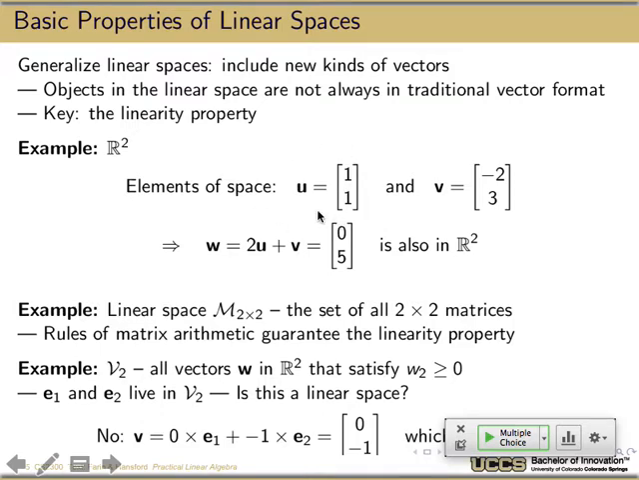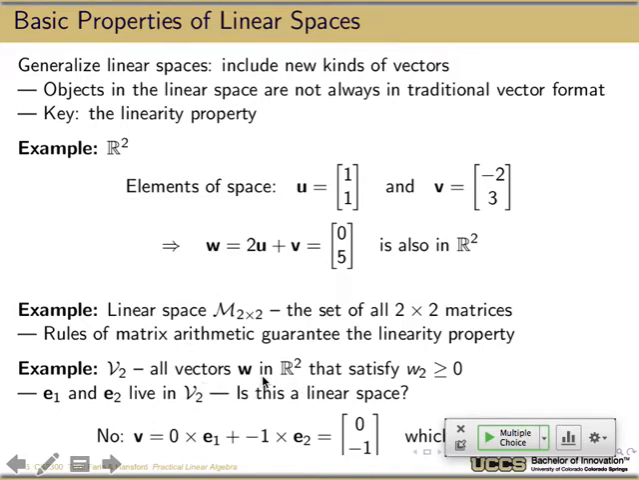So if I think of this space defined by u equals the vector 1, 1, and v equals minus 2, 3, then the vector w equals 2 times this, whatever, right, is also in R2. So R2 is the vector space you've already all played with. But I can also think of another space, the space of 2 by 2 matrices. Now the rules of arithmetic operations on these also guarantee linearity.